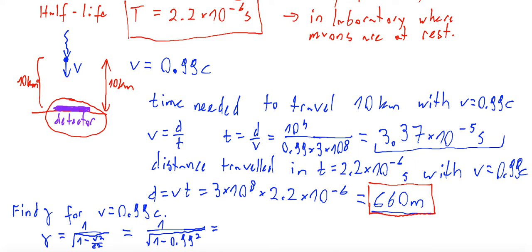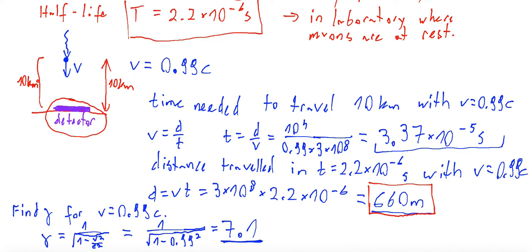1 divided by the square root. Where is the square root here? Okay, the square root of 1 minus 0.99 squared. 1 minus 0.99 to the power of 2. Execute. It is around 7.1. Exactly 7.0888. Okay, so the Lorentz factor is equal to 7.1.